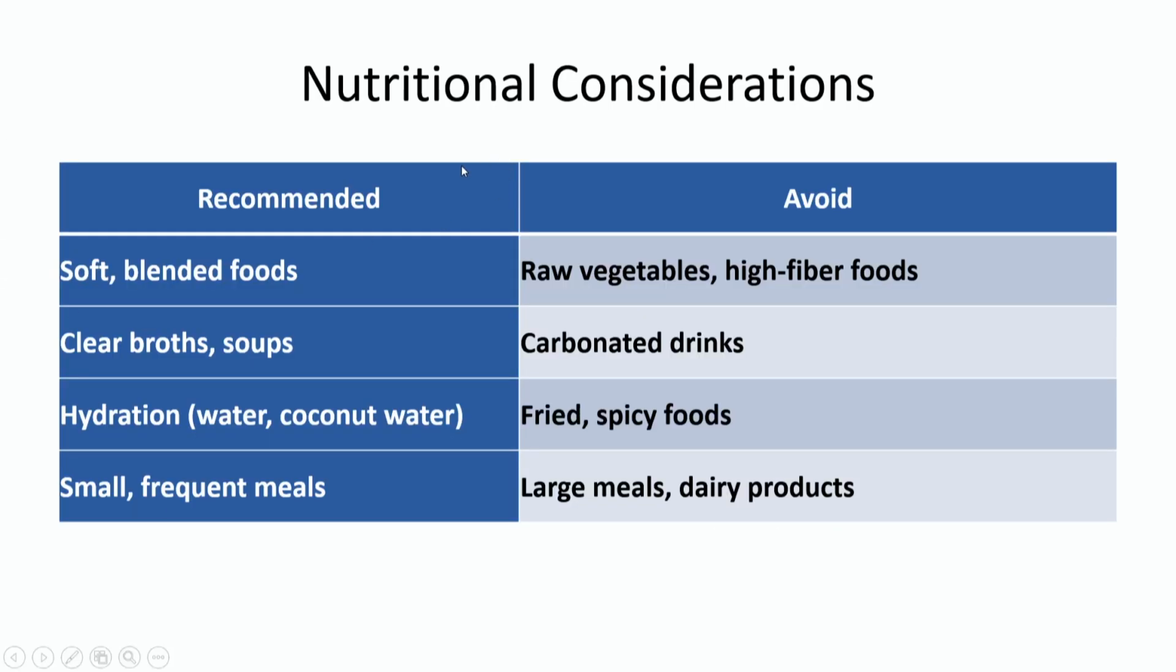Nutritional considerations recommended: soft and blended food. Avoid raw vegetables and high fiber foods, because you already have constipation, a blockage-like condition. If you take more fiber, it will aggravate your problem. So we recommend a liquid diet: clear broth and soup. Carbonated drinks are not recommended.